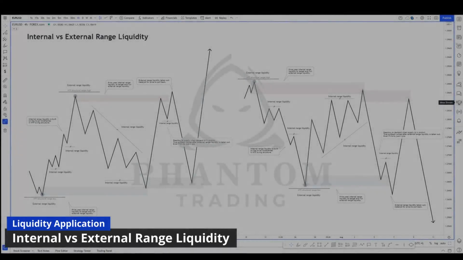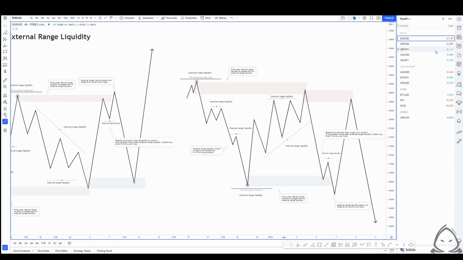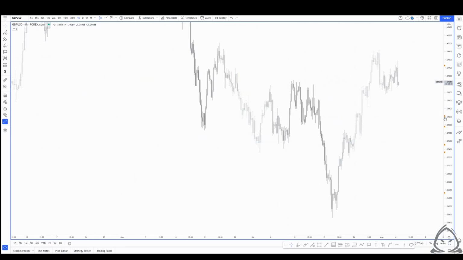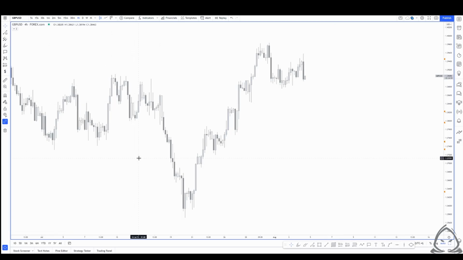Now that we understand the basics of internal versus external range liquidity, let's jump into an example on the charts just to see it in action and to convey it further using price action. What we're actually going to do is move on to pound US dollar just to switch up the pair and continue discussing internal versus external range liquidity. We're going to start on a blank chart, and we're going to look at the 4-hour chart.